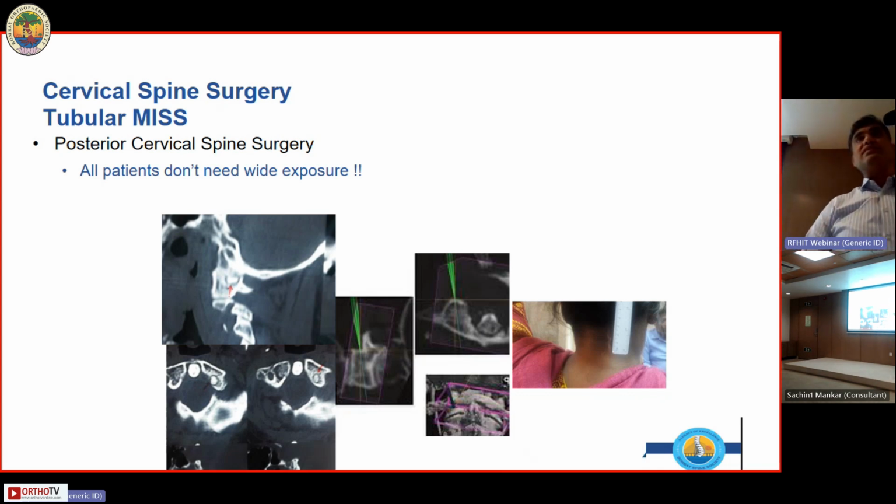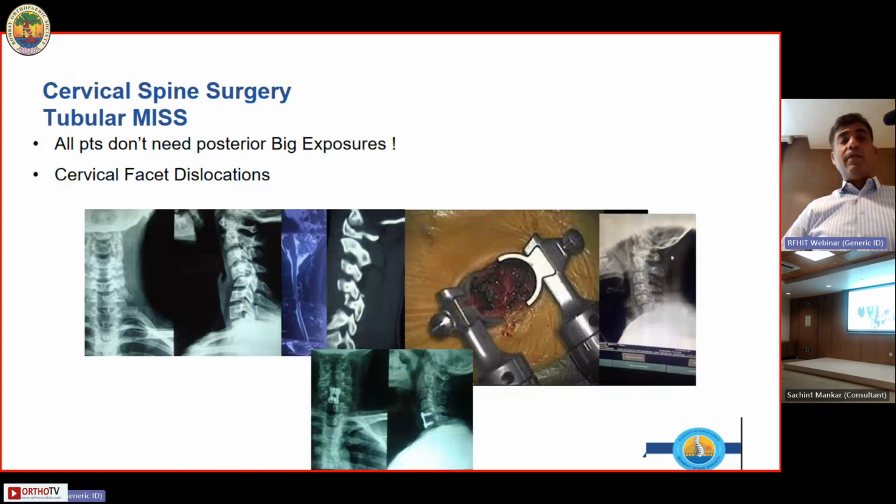So all these surgeries can easily be done combining the benefits of minimally invasive spine surgery, tubular techniques, and navigation, which is coming very handy. Another case scenario where a cervical facet burring was done using a tubular retractor, further reducing the fracture dislocation.